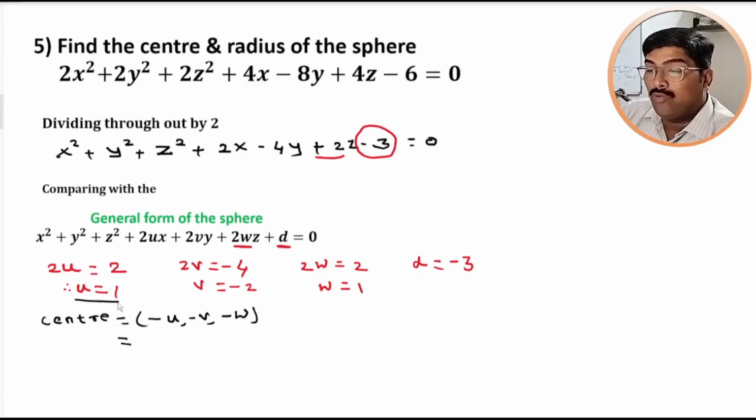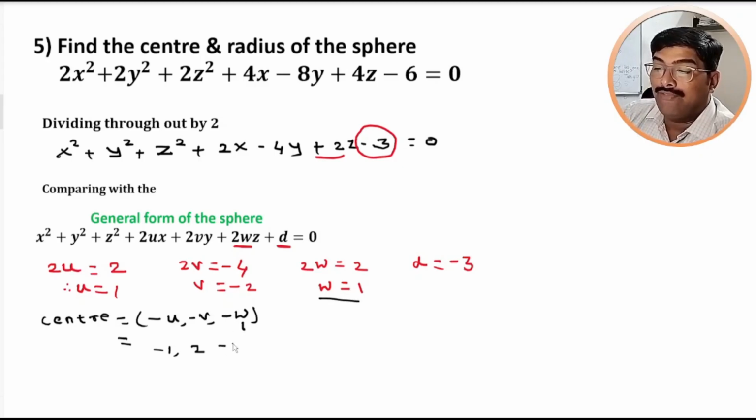The value of u is equal to 1. If you substitute u is equal to 1, you will get minus into 1 is equal to minus 1. Now substitute the value of v, v is equal to minus 2. This minus 2 into this minus is equal to plus 2. Now substitute the value of w, w is equal to 1. If you substitute w is equal to 1 here, you will get minus 1. So this is the center of the sphere.